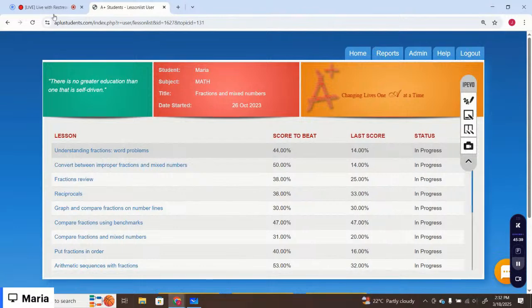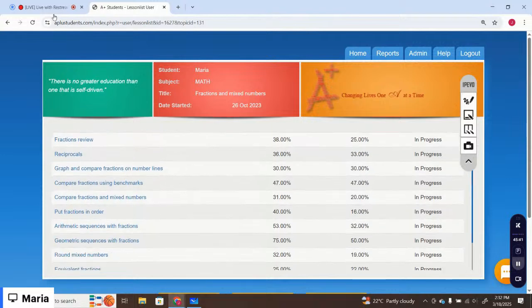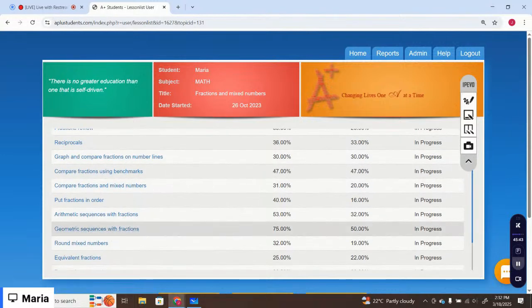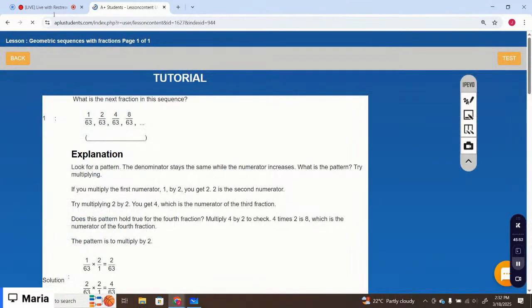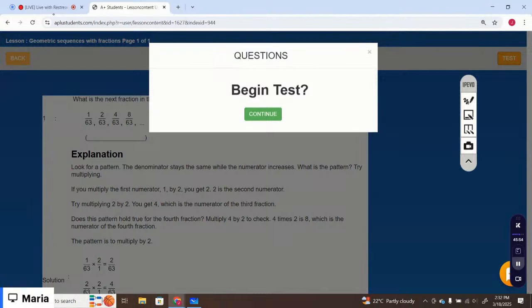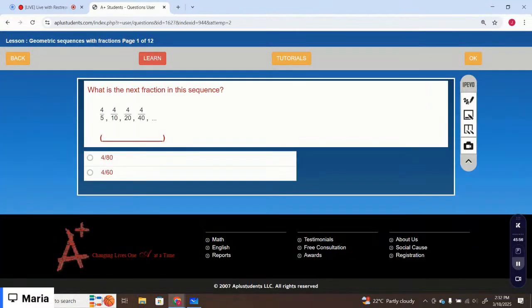The next one is geometric sequences with fractions. Let's just start with the test questions. What is the next fraction in the sequence?